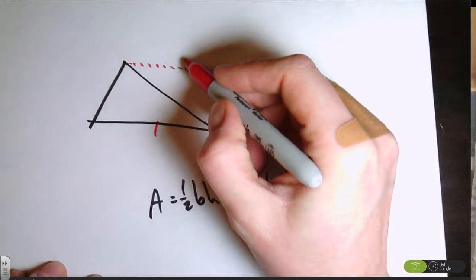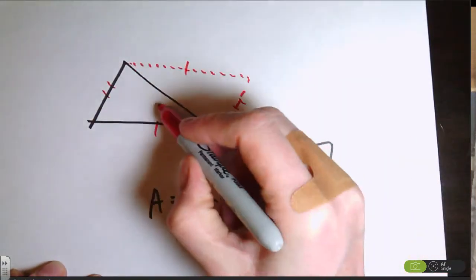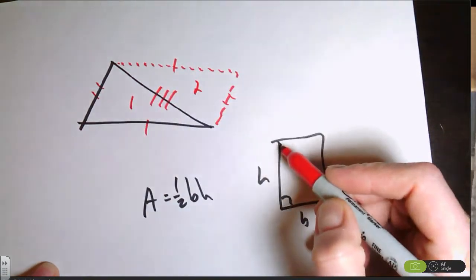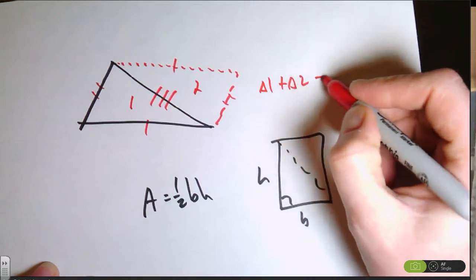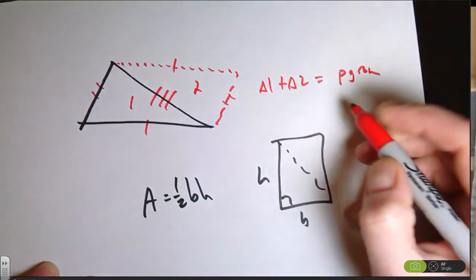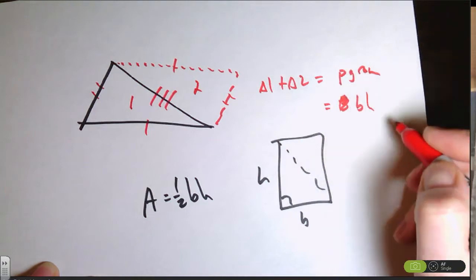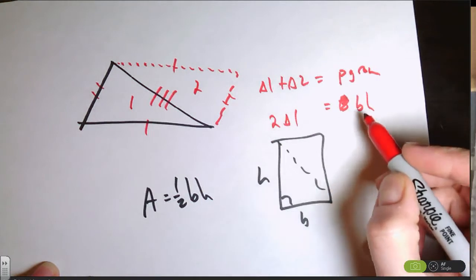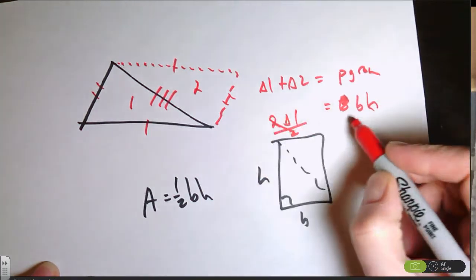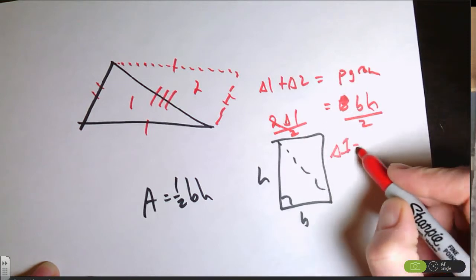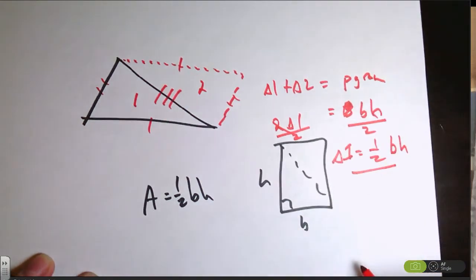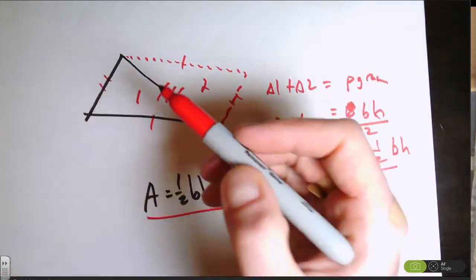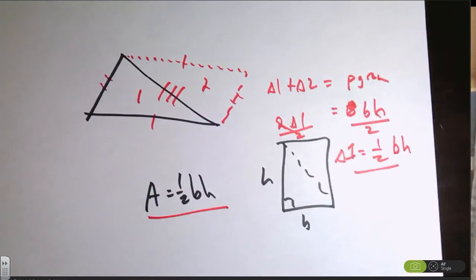Now what ends up happening is this side's congruent to this side, this side's congruent to this side, this side's congruent to this side. So these two triangles are congruent. So here's triangle 1, here's triangle 2. Triangle 1 plus triangle 2 equals the parallelogram, which is base times height. These guys are both the same size, so 2 triangle 1s equals base times height. Now divided by 2, triangle 1 is 1/2 base times height. That's why the formula for the area of a triangle is 1/2 base times height, because it's really just half. If I doubled it, it would be a parallelogram, so it's just half of that parallelogram.